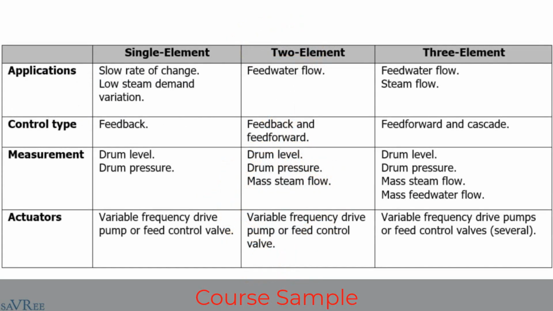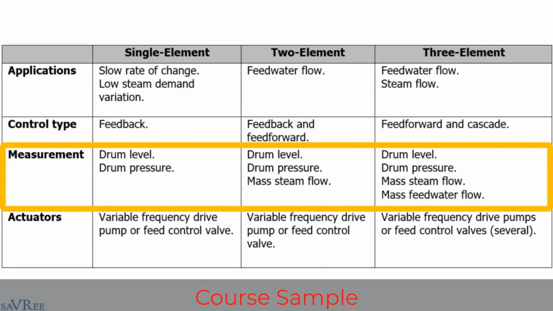The part of the table that I think is the most interesting is the measurement row. Here you can see in the single element column, we've got two measurements, drum level and drum pressure. In two element control, we've got drum level, drum pressure, and the mass steam flow. And in three element control, we've got the drum level, drum pressure, mass steam flow, and mass feed water flow.